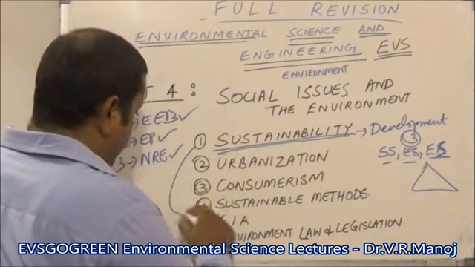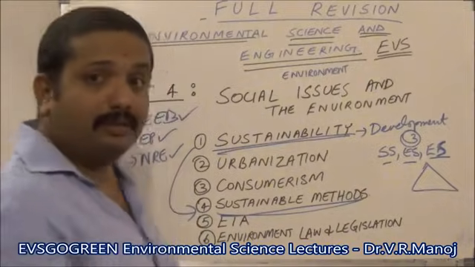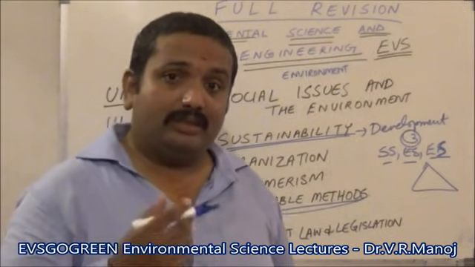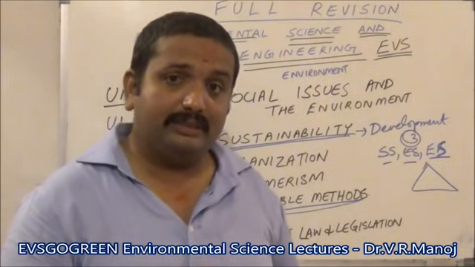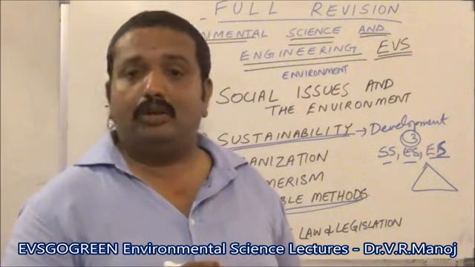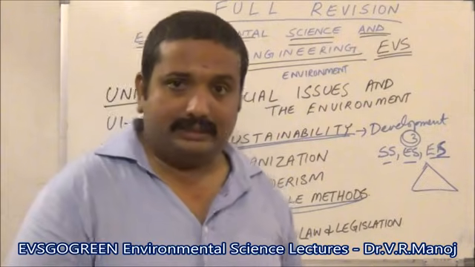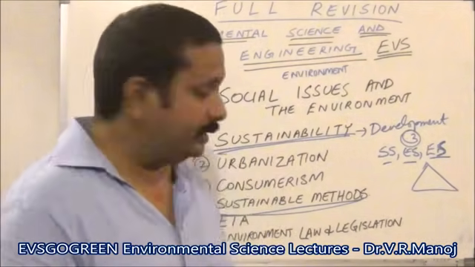When you talk about sustainability, you should also be aware of sustainable methods. Some of these methods you have come across in Unit 3, where you conserve natural resources. For example, conservation of water resources involves sustainable methods such as rainwater harvesting or watershed management. Those are 2 examples of very good sustainable methods which lead to the sustainable development of water resources.